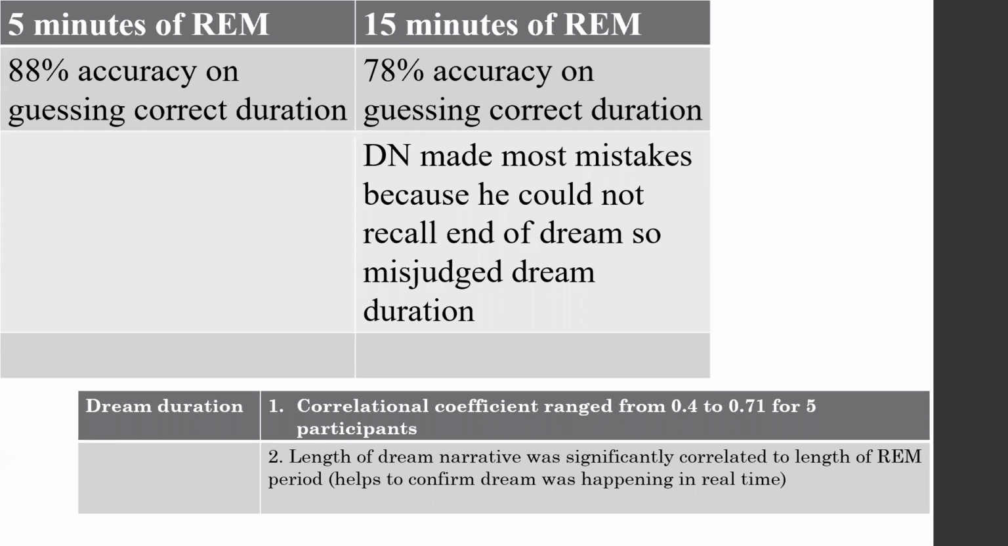And then for the dream reports, basically the correlation coefficient ranged from 0.4 to 0.71 for the 5 participants. So it helped the researchers to understand that the length of dream narrative was significantly correlated to the length of REM period, and also helped to confirm that dreams were in fact happening in real time.